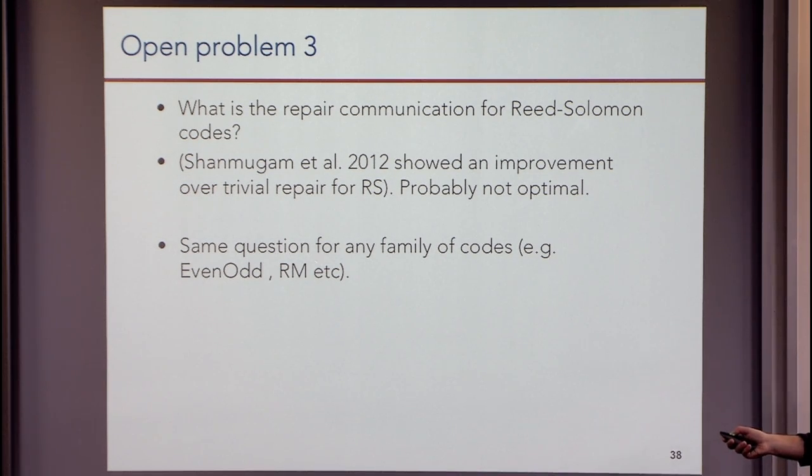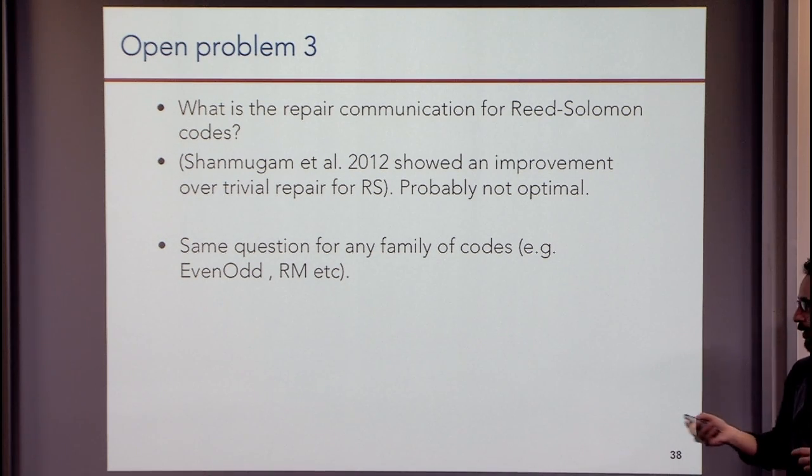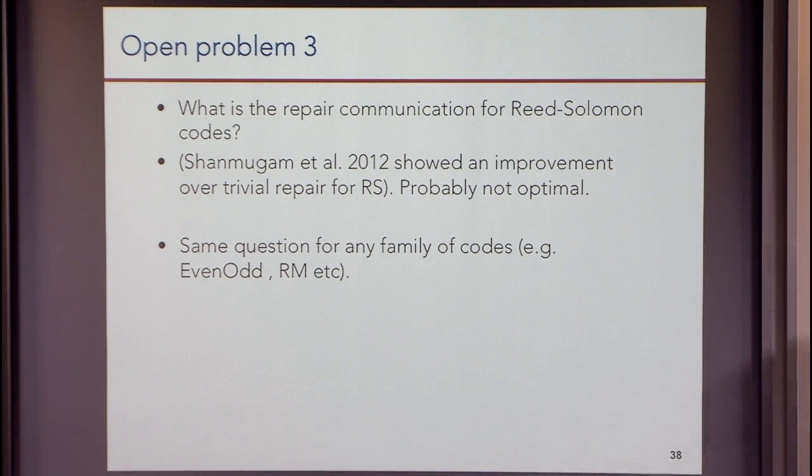Now the same question can hold for any family of codes, like Reed-Muller, Even-Odd, etc. How do you repair these codes? Even a non-trivial scheme for repairing Reed-Muller, for example, I think is open. For Even-Odd, there is one construction. So that's another important open problem.